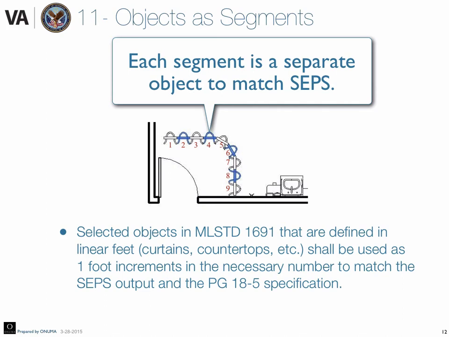The objects are in alignment with MIL Standard 1691. MIL Standard 1691 is now a database available publicly online, so you can actually search all the 2,000 objects. And we have the Revit families also cataloged and publicly available online.